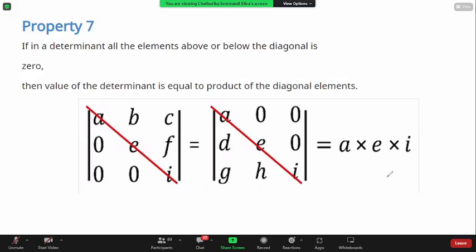So there is no need to go for the long method. For example, this is easy because this is a 3 by 3 matrix. But what if you are given a 4 by 4 or a 5 by 5 upper triangular or lower triangular matrix and asked to find the determinant? Then finding the determinant the usual way will take some time. Other than that, it is very easy. You can just multiply the diagonal elements.